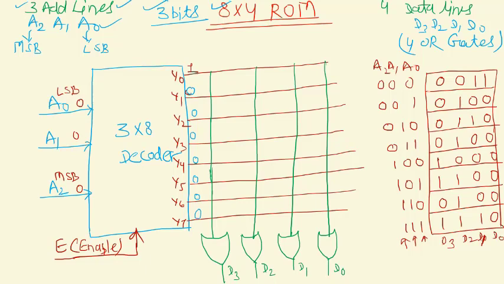So there is a concept of fuse. A fuse is intact or blown. Basically, we are going to design this 8x4 memory. So how will it work? Suppose A0, A1 and A2 are all 0, 0, 0. It means this memory location will be selected, and at this location the 4-bit data will be saved.